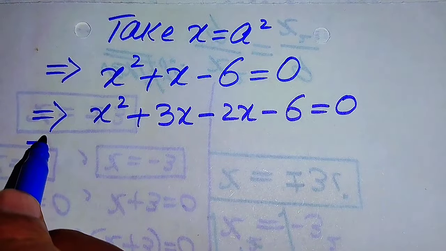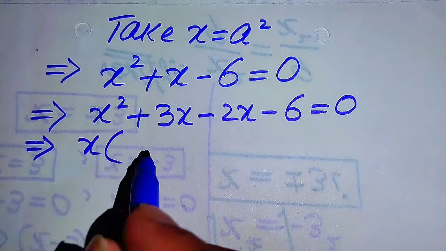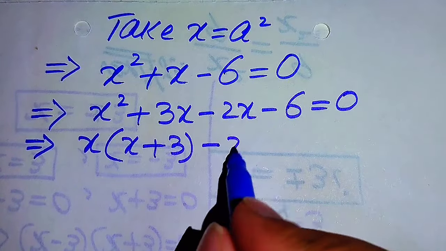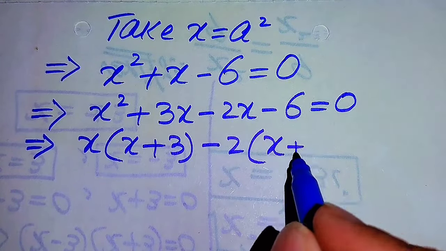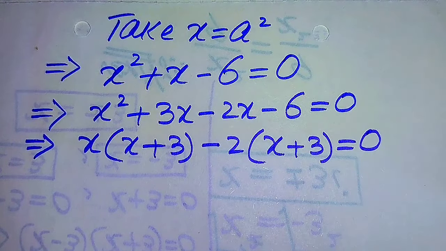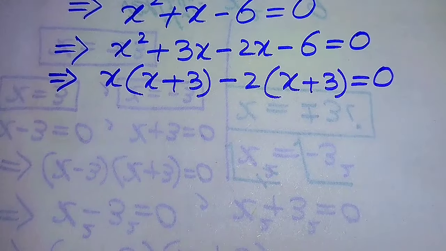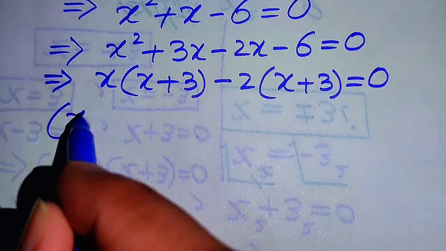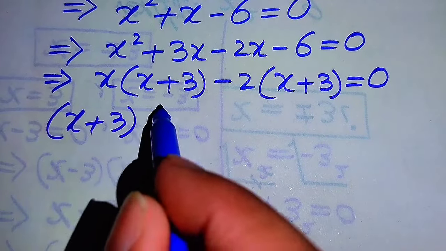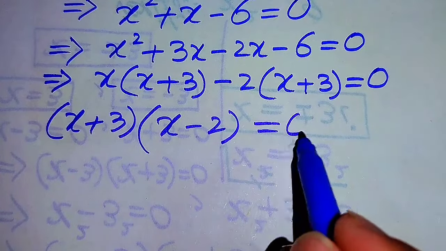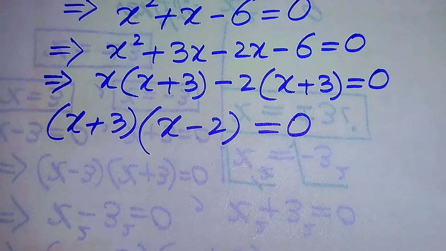And here we need to take common x from the first two terms, and it will be written as x times of x plus 3, and minus, here we take common minus 2 and we get the remaining values x plus 3, and this whole equation is equal to 0. And now you see that both of these two terms involve x plus 3, and here we take common x plus 3 and we get the remaining values x minus 2, and this whole equation is equal to 0.